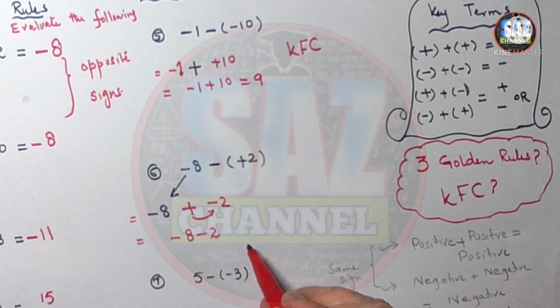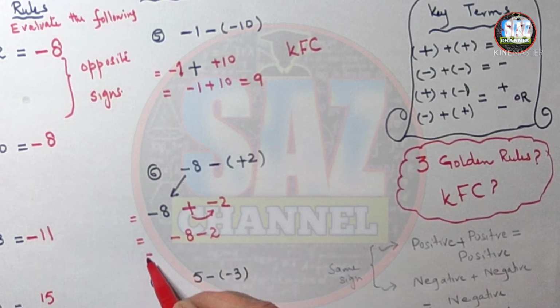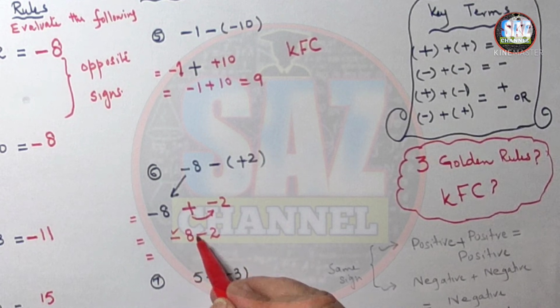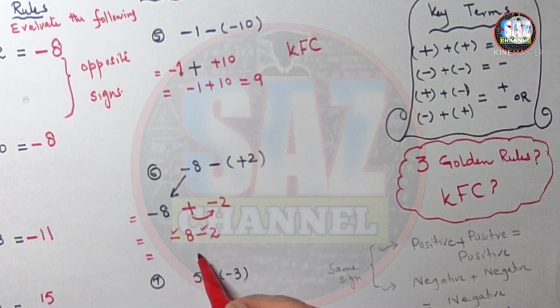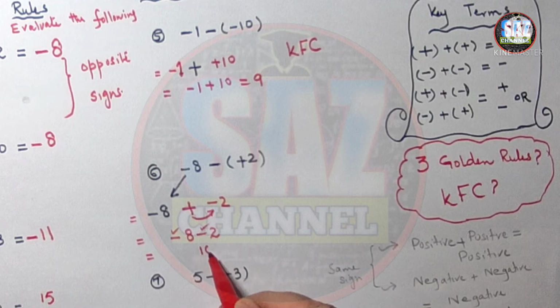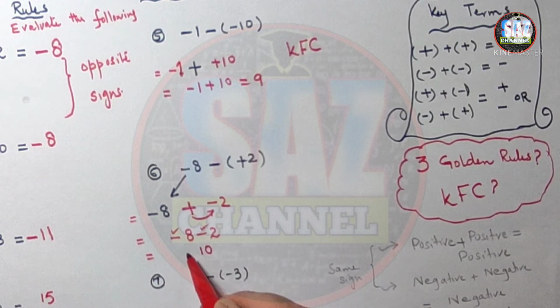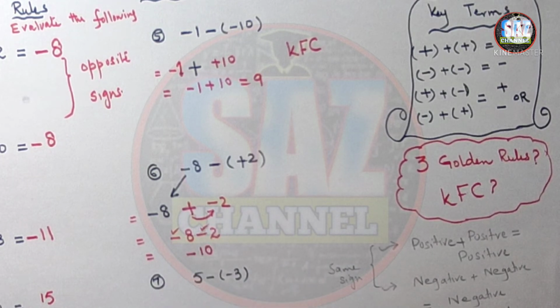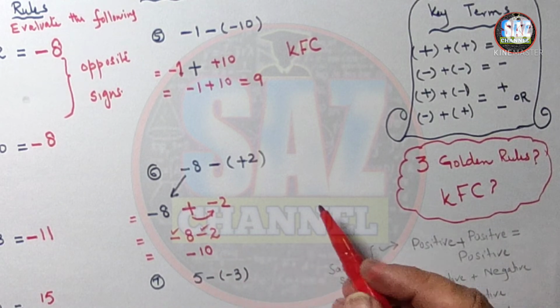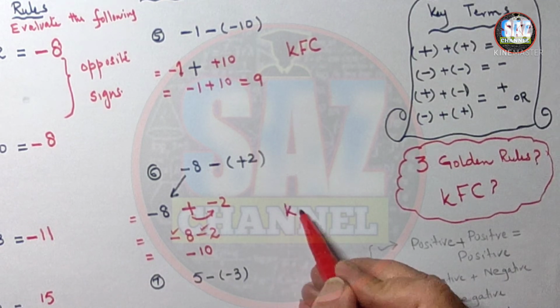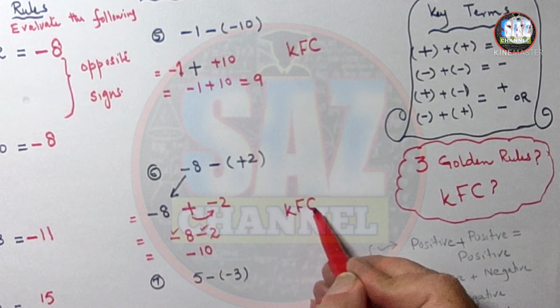Again we are getting two terms with the same sign. So what we are going to do is add up the terms, and we have to attach a negative sign with that. So the sign of the final answer will be negative. Again, this is the application, I'm applying the KFC rule here.